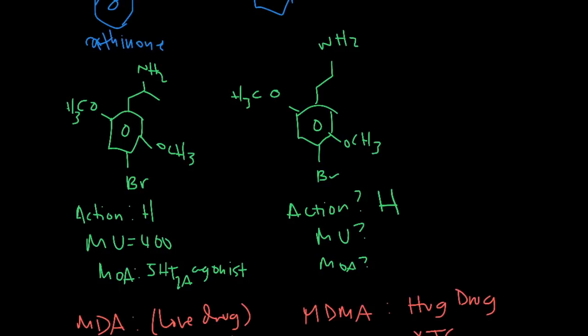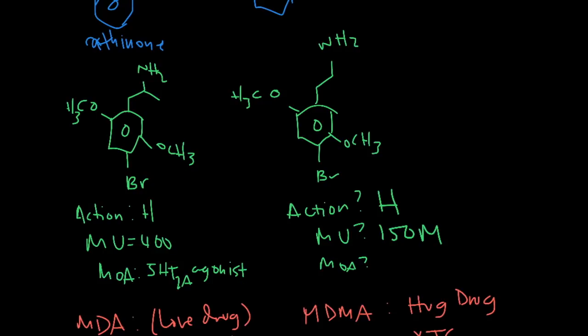Namely, it has 150 MUs. Don't memorize these numbers or these structures. These are just examples of how people come up with designer drugs. So remember, adding alpha carbons increases the potency about twofold. Since this lacks the alpha carbon right here, it is half as potent as its corresponding alpha carbon analog. Mechanism of action? Remember the hallucinogens act at the 5-HT2A receptor, so it's a 5-HT2A agonist.